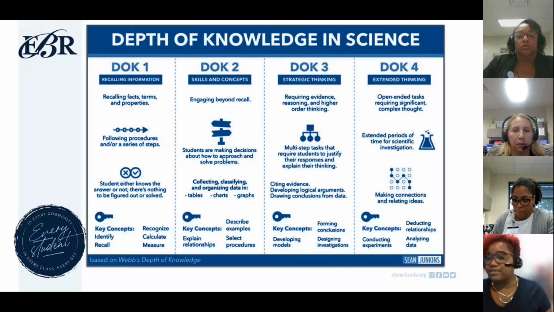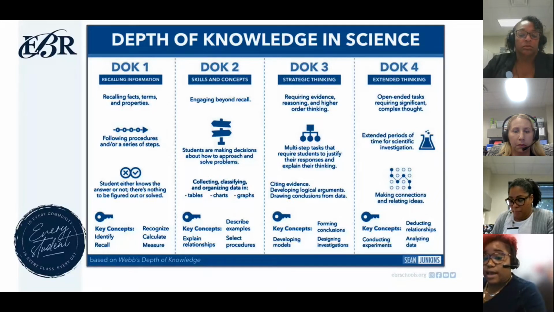We want them to be able to cite evidence, like in our CER model, develop logical arguments, and draw conclusions from data. And the key concepts for that are developing models, forming conclusions, designing investigations.